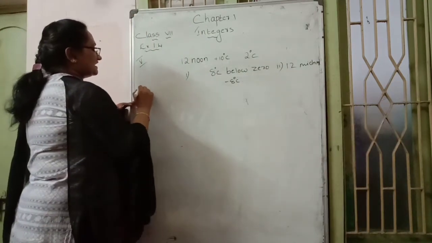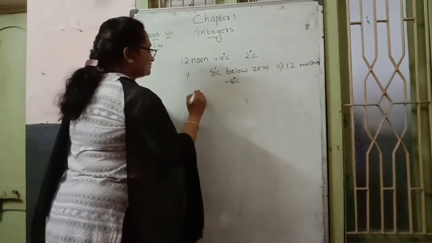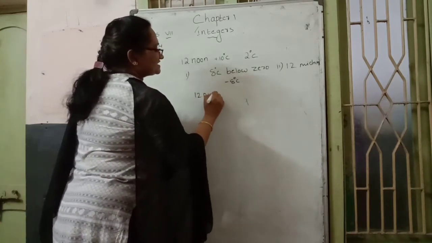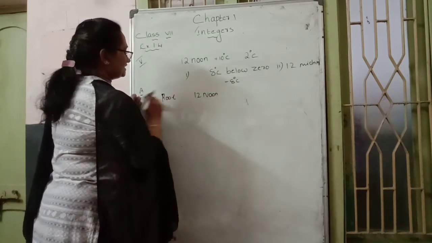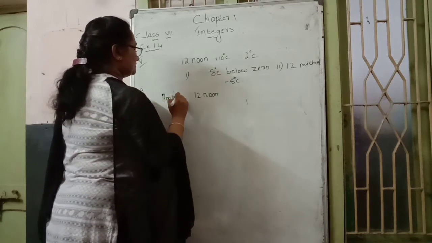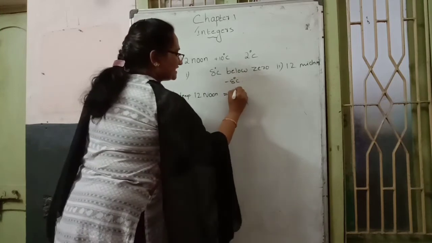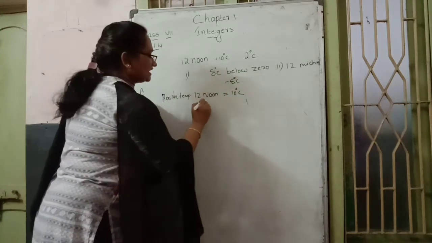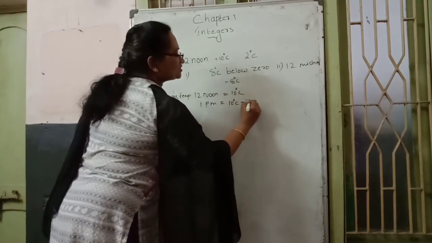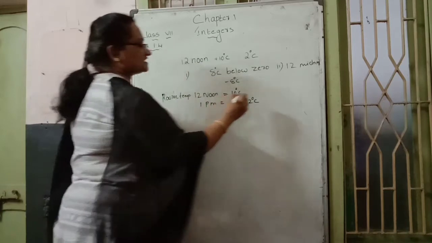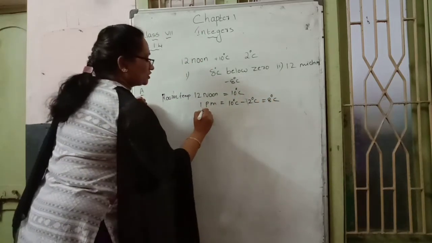So how can we write this? First write down 12 noon. What is the room temperature at 12 noon? It is equal to 10 degrees Celsius. Next, 1 p.m. Each hour, how many degrees are we reducing? 2 degrees Celsius. So 10 minus 2 becomes 8 degrees Celsius at 1 o'clock.